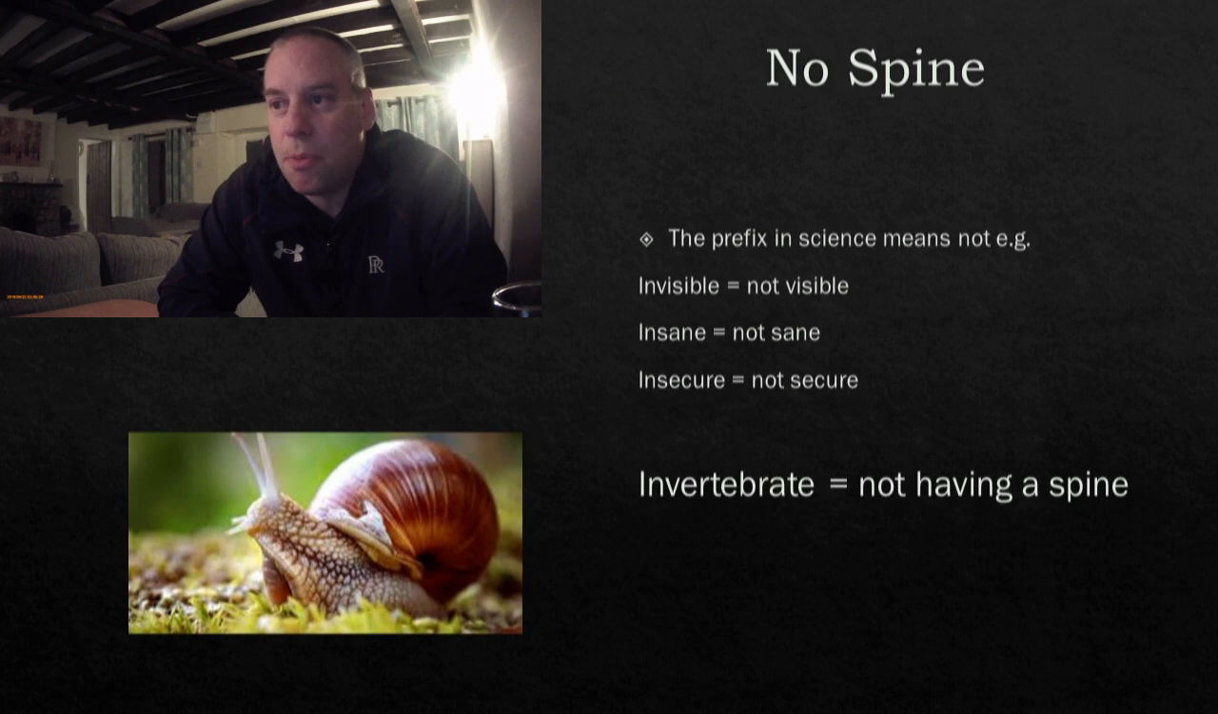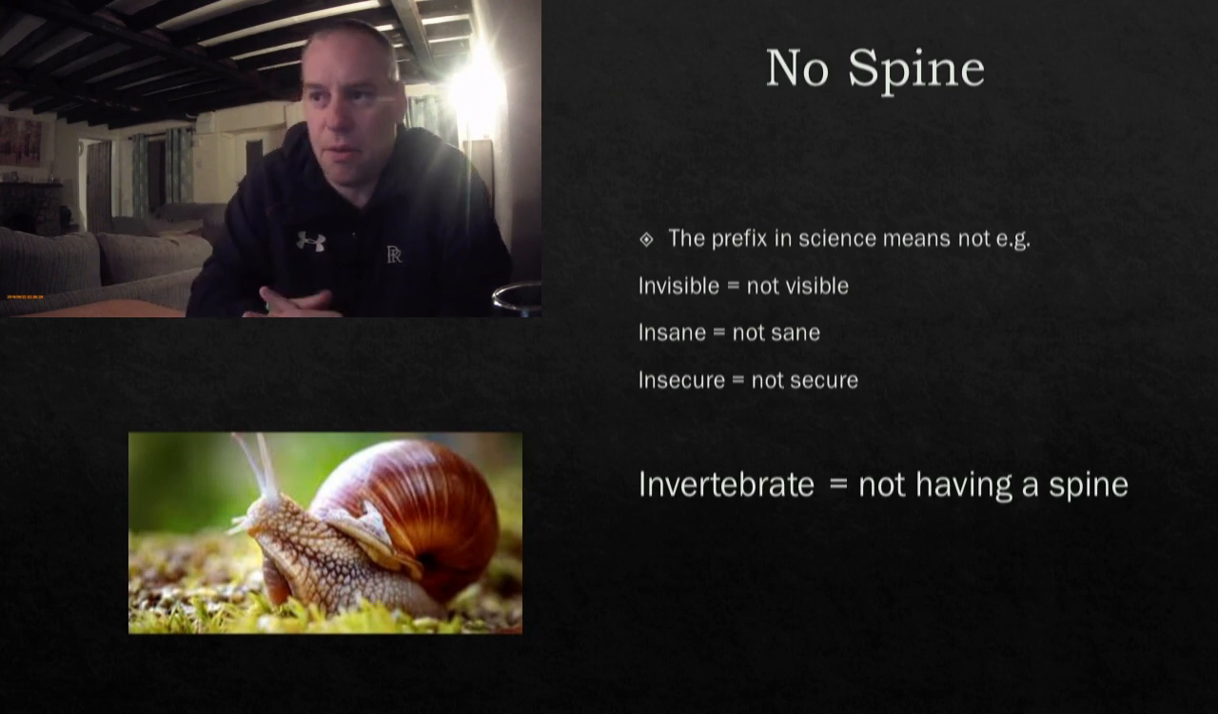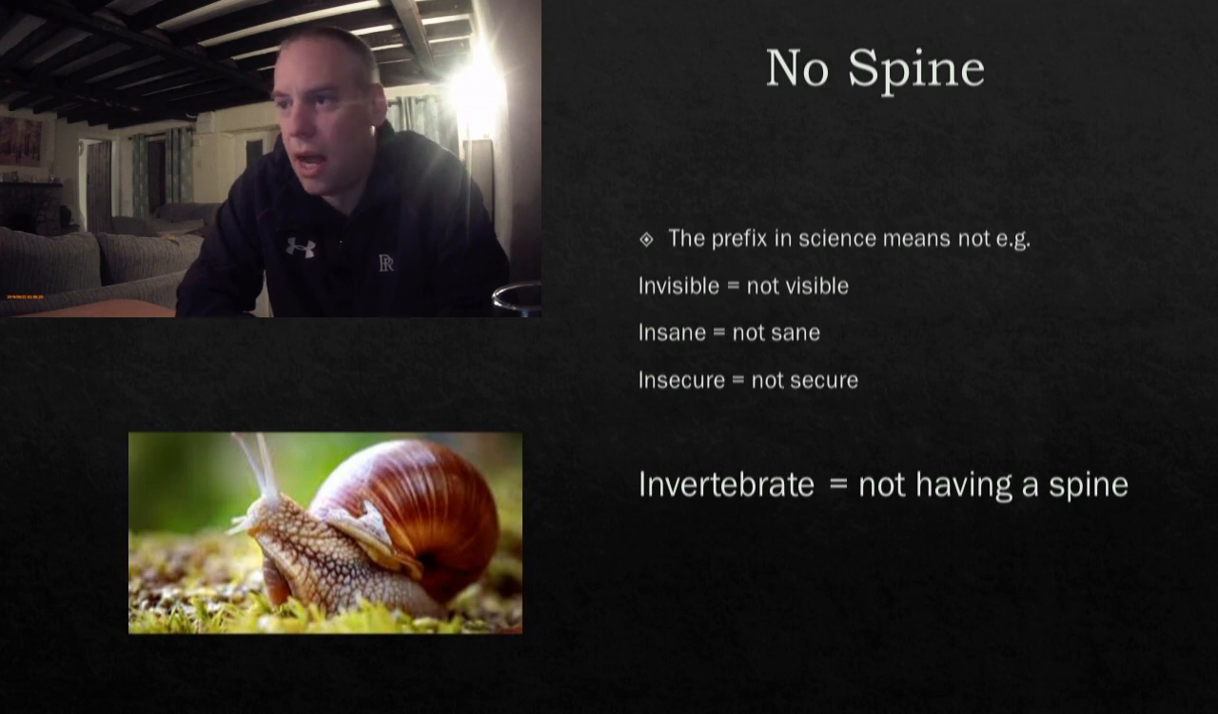invertebrate. Now, I've shown here what that prefix in means, because in science that's quite often used. The 3 examples I've got are invisible, so the in in front of it means not, so not visible. Insane means you're not sane. I could have said inflexible, couldn't I? You're not flexible. Insecure, meaning not secure. So in our terms, invertebrate means not having a spine. And there are a whole load of different animals that we can categorize into that, and that's the purpose of this lesson.